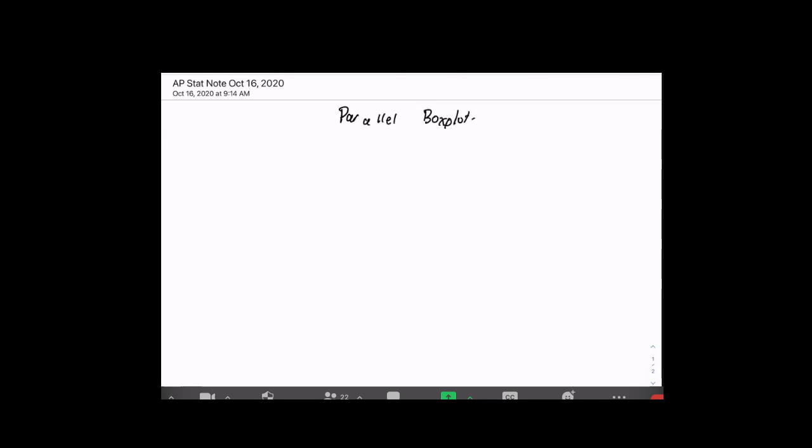Boxplots. But our focus is on our next lesson.